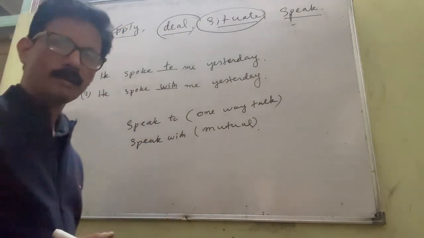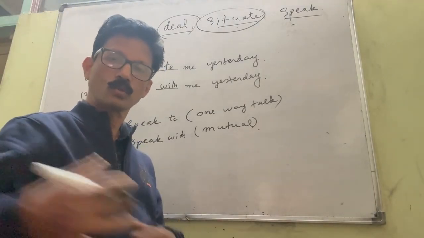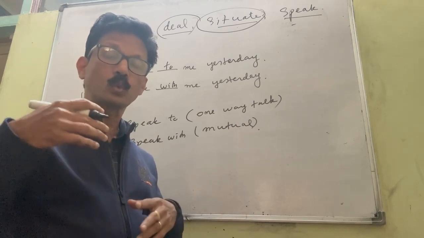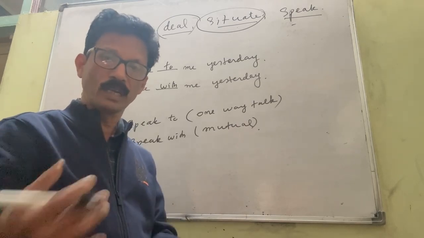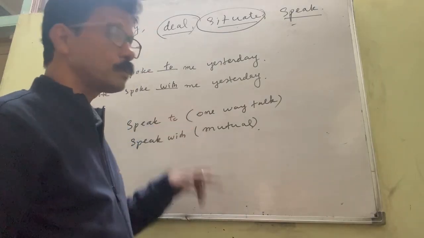That's the difference. Speak to means one way. The teacher spoke to the class. The teacher was speaking. No, the students were not speaking. The teacher spoke to the class. I want to speak to him. I want to speak, I will talk. I want to speak to him. And then the second is speak with me.